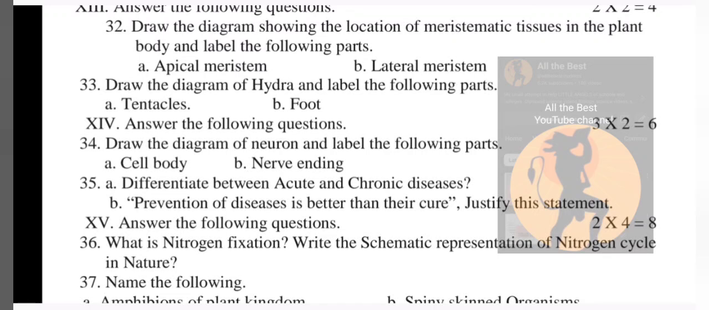So the 32nd question: draw the diagram showing the location of meristematic tissue in the plant's body and label the following parts: apical meristem and lateral meristem. So 33rd question: draw the diagram of hydra and label its parts, tentacles and foot. Then draw the diagram of a neuron and label the following parts: cell body and the nerve ending. So all the three diagrams I will show you now. Please practice it well so that you score good marks.